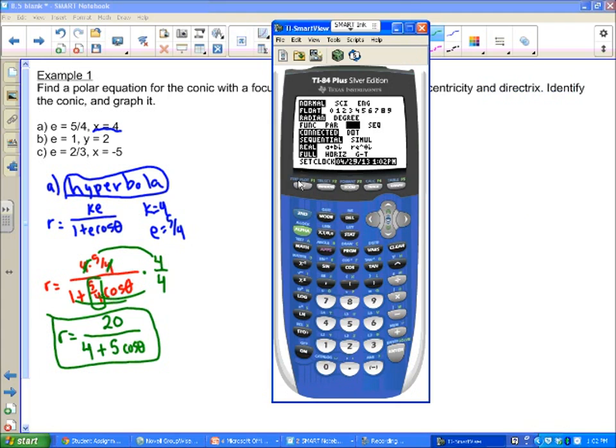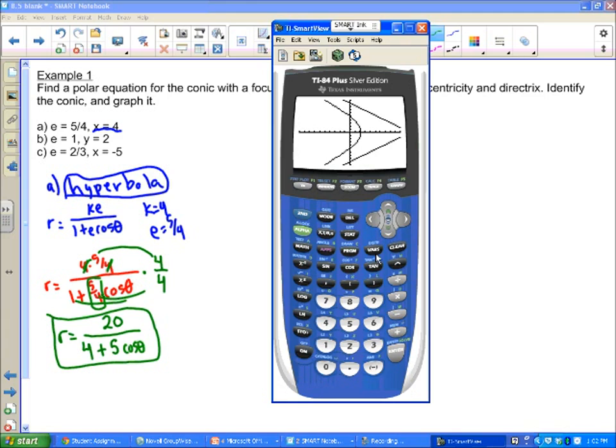So now we're gonna go to y equals. We're gonna clear out whatever's left from the last time we did polar stuff and type in this equation. Make sure that you put the bottom in parentheses unless you have a fancy calculator that can make it automatically go to the bottom of a fraction, and then do that instead. So 20 divided by 4 plus 5 cosine theta is in parentheses. Let's zoom standard and see what happens.